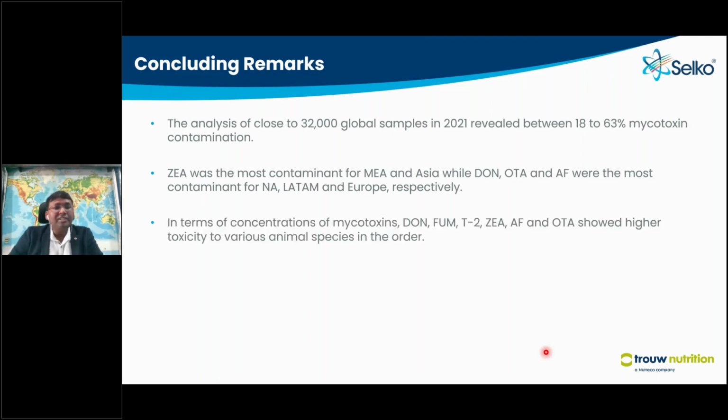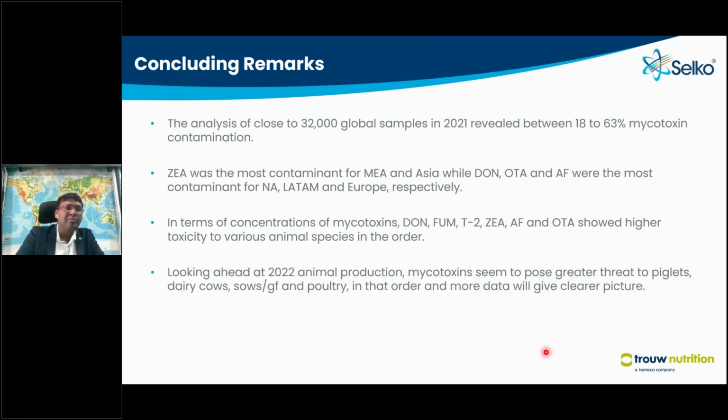So in terms of concentrations, which is for me the most important one, it is DON, fume, T2, Zea, Afla, OTA, in that order. DON being the first, then fume, T2, Zea, Afla, and OTA, showed higher toxicity to various animal species in that order. That is based on the chart I made with the median, in terms of the number of greens and number of reds, oranges and yellows. So that's the information coming to me.